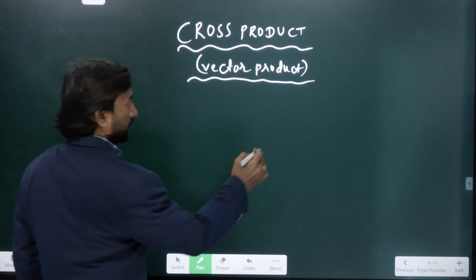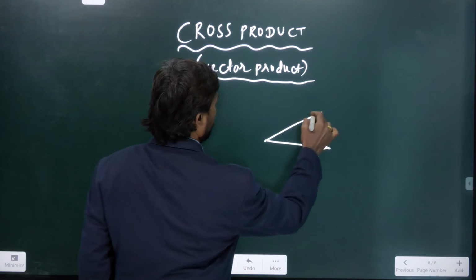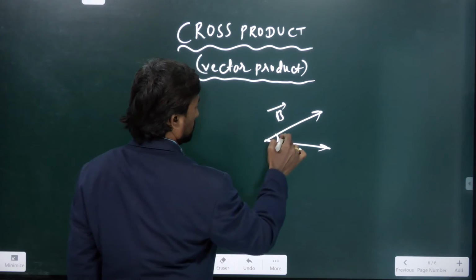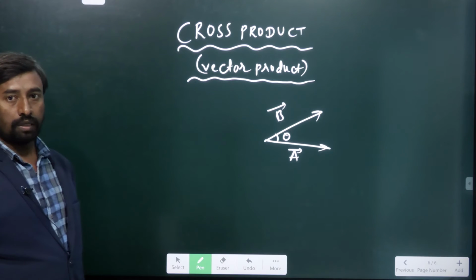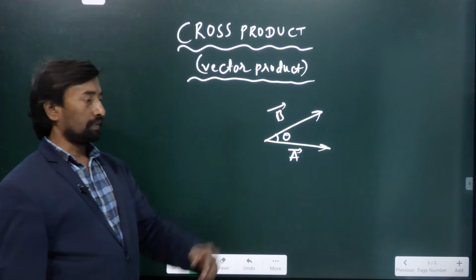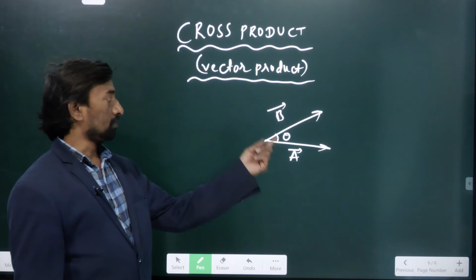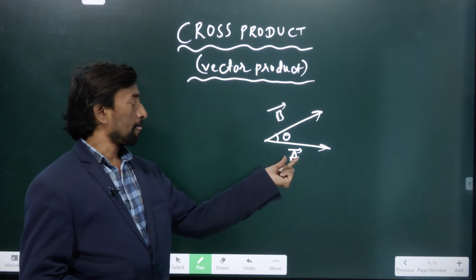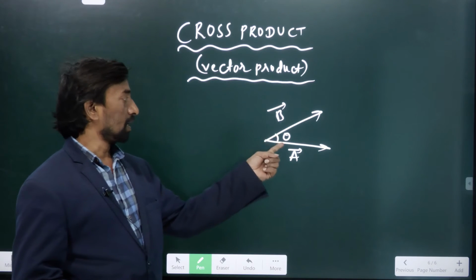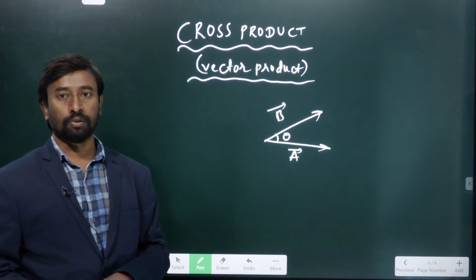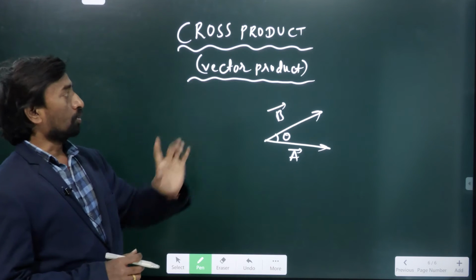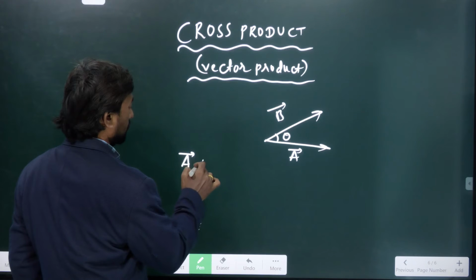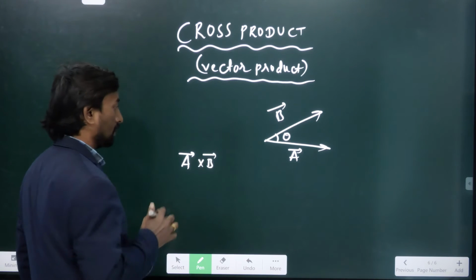Suppose two vectors are given, the A bar vector and the B bar vector, and the angle between the two vectors is theta. Then the cross product of these two vectors can be defined as the product of the magnitudes of the vectors and the sine of the angle between them. That can be written as A bar cross B bar.